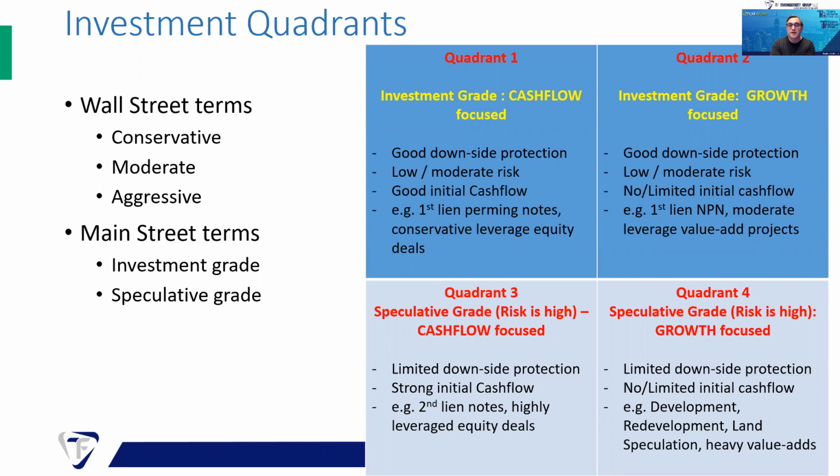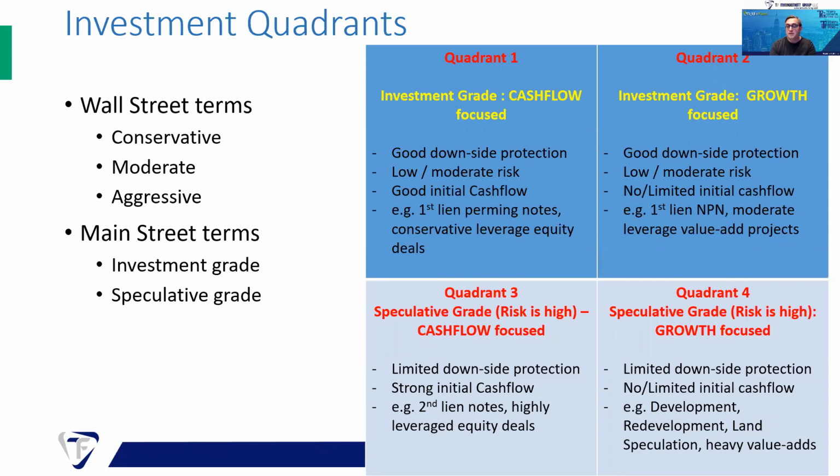So again, quadrant one is investment grade, which means safer. The terms we use here are investment grade and speculative grade. On Wall Street, folks are used to the words conservative, moderate, aggressive. So investment grade is more conservative investments, some of them moderate, and speculative grade is generally aggressive investments, some of them could be moderate.